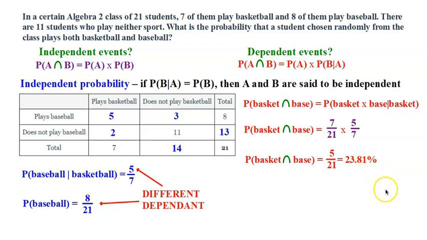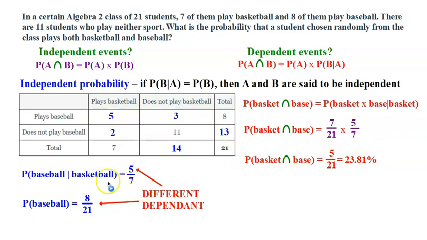Now, I want to point something out to you. We've got this table, right? And we can use this table to tell if they are dependent or independent, if these proportions are the same. But really, if I'm just wanting to know the probability of basketball and baseball, I could just look to see basketball is right there, baseball is right there, and they intersect. Remember, that's what this little upside down U means. It means intersect. They intersect right here at the 5. 5 out of everybody, 5 out of 21.